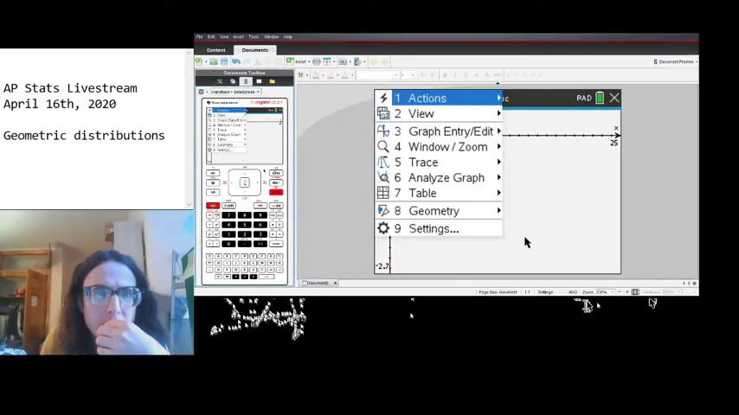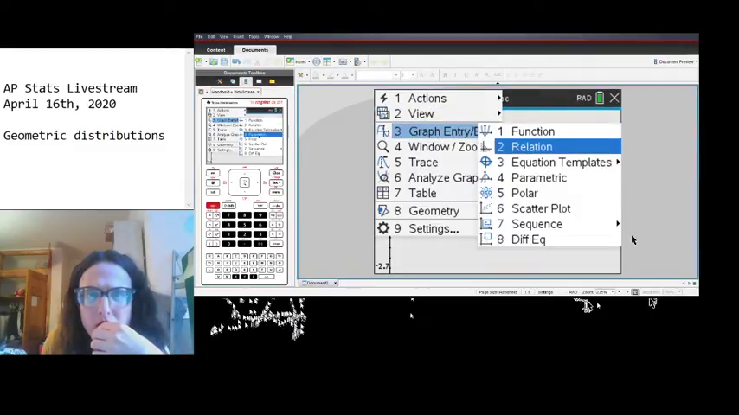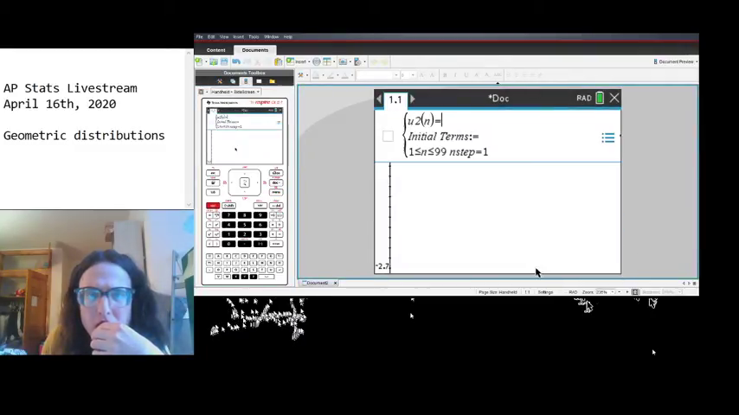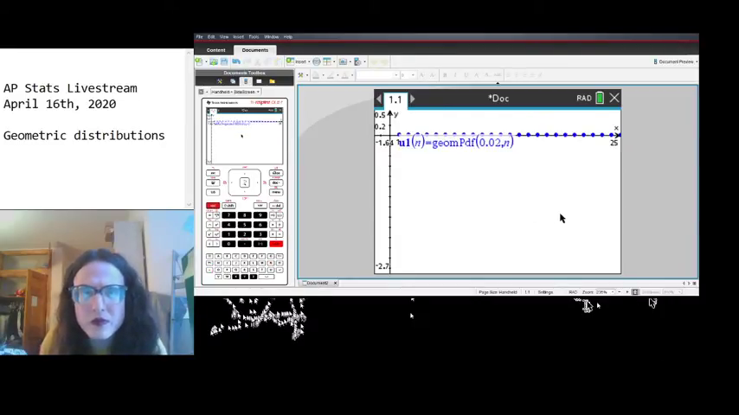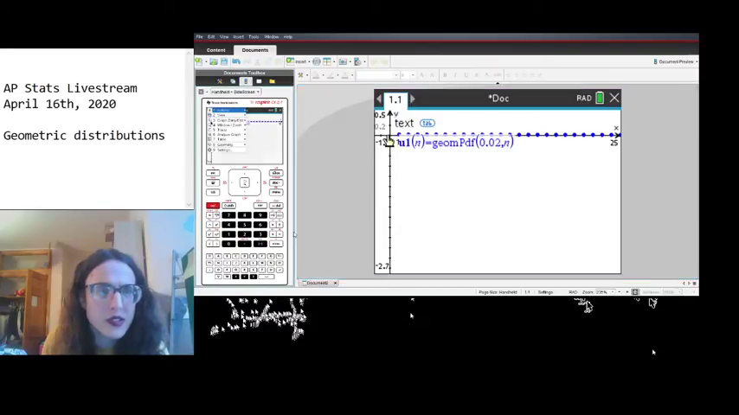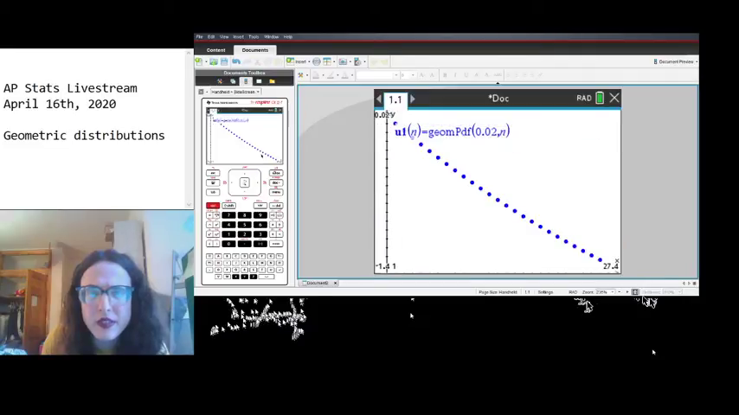Oops, did I do this wrong? I think I might have done these backwards. Let's try it the other way around. There it is. All right, so let's just do zoom, fit. This will fit the data for us. So it kind of looks like this.